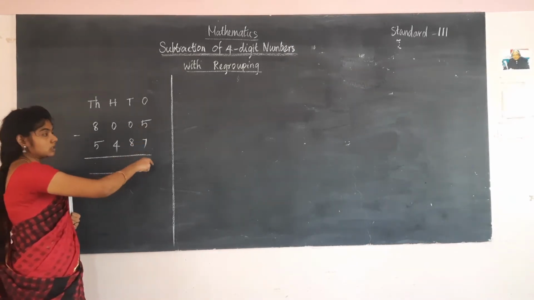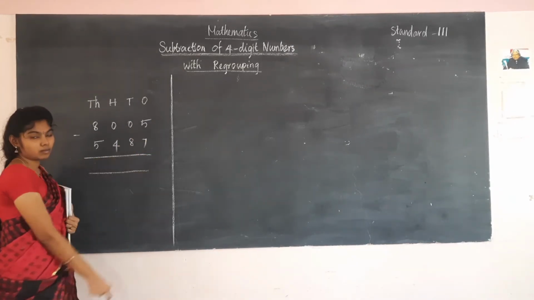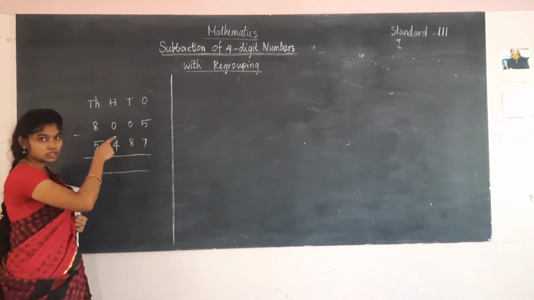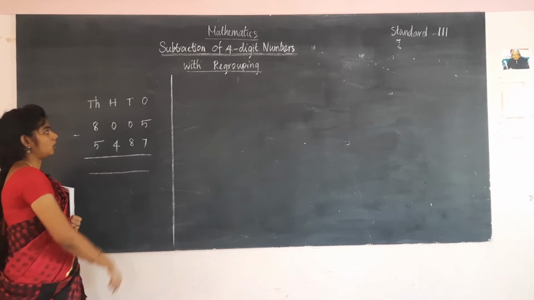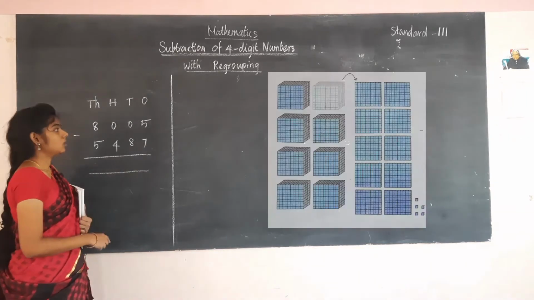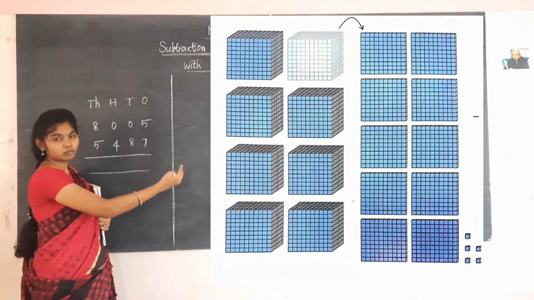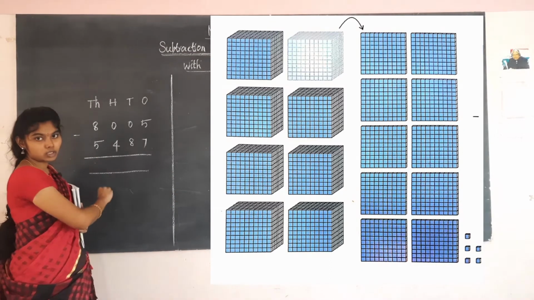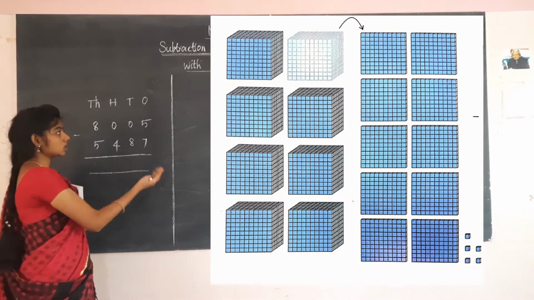To subtract the numbers we have to start from the ones place. So see, in the ones place it is 5, which is less than the number in the second number. So now I will explain with the representation of the figure, and we can do this calculation side by side. So now see the figure.